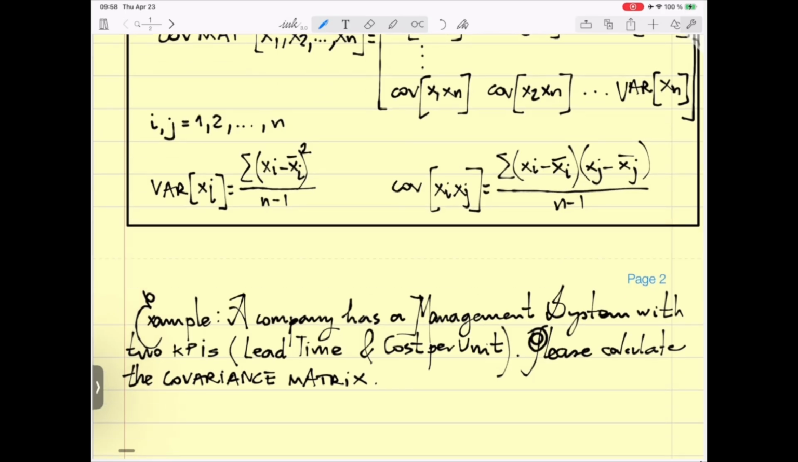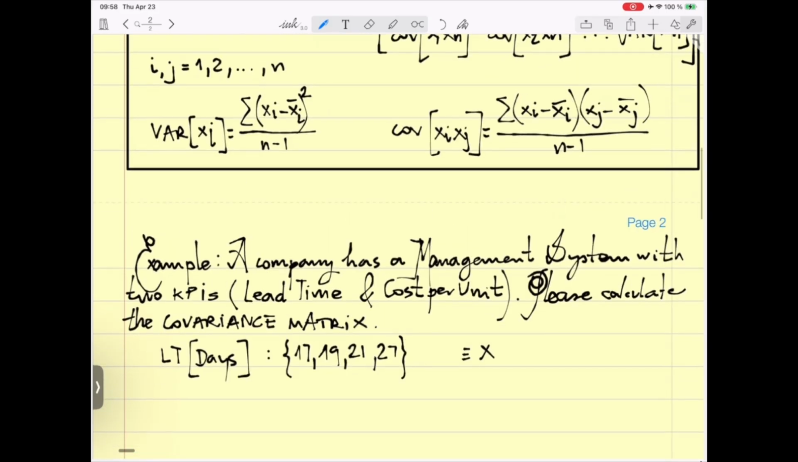Okay, so lead time is measured in days, has the following values: 17, 19, 21, 27. And we're going to call this the variable x. And cost, it has the units euros per part or per unit.